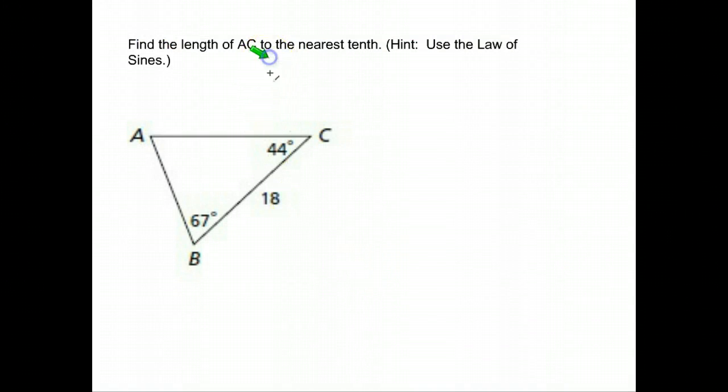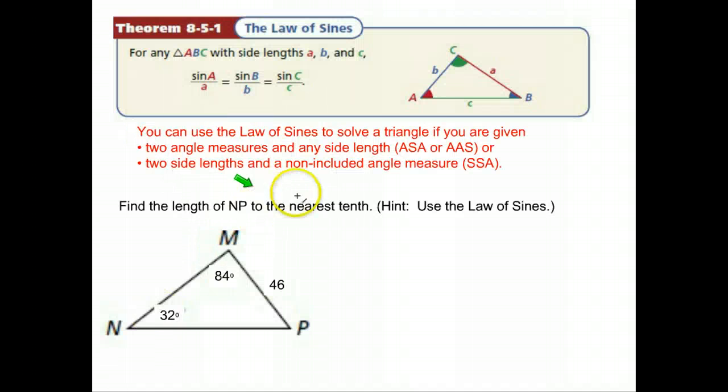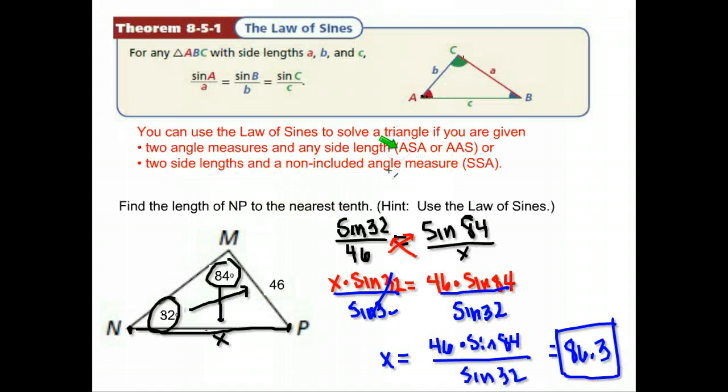Okay, this one wants me to find the length of AC. So AC right here, there's my x value that I'm looking for. Can I use the law of sines? This is not a right triangle, okay? And I have angle, side, angle. Two angles and the side between them. Was that one I could use the law of sines for? Let's go back. Yep, angle, side, angle.